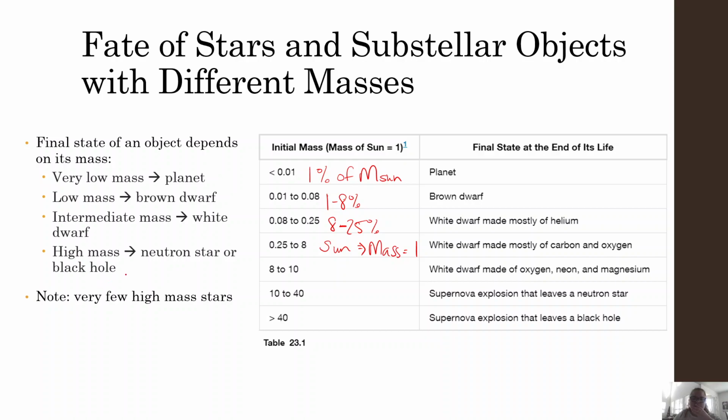Okay, so I have this also here, and note that we have very few high mass stars. It's much more common to have a lower mass star. Okay, so we have lots of low mass stars that are similar in size to the sun. It's very common, but when we get into higher masses, they're not as common at all.